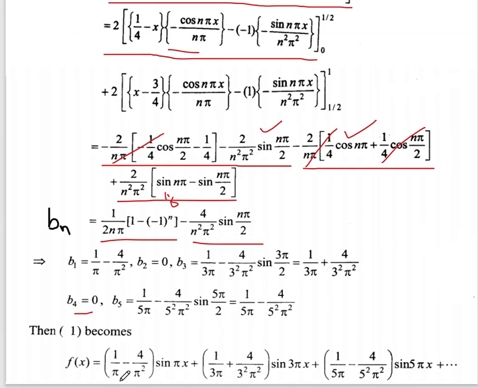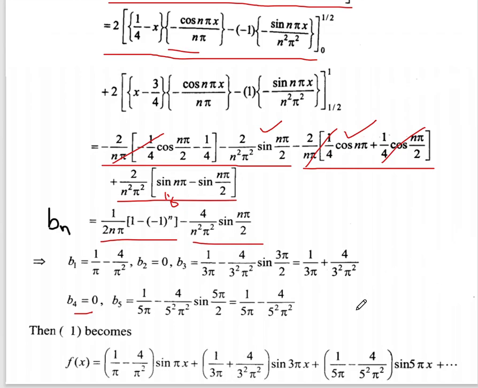So the first term will be b1 sin pi x, that is 1 upon pi minus 4 upon pi square, sin pi x, plus b2, but b2 is 0, so there is no need to write it. b3 is 1 upon 3 pi plus 4 upon 3 square pi square, sin 3 pi x, plus b4 is 0, b5 is 1 upon 5 pi minus 4 upon 5 square pi square, sin 5 pi x, plus and so on. In this way we can write the remaining terms. So this is the expansion of the Fourier series in the interval 0 to 1.